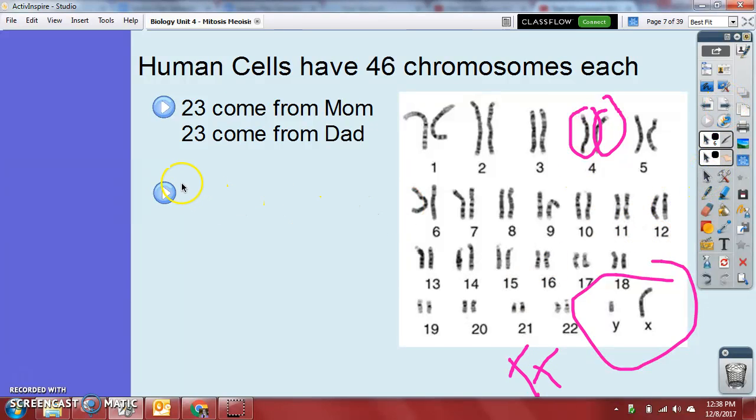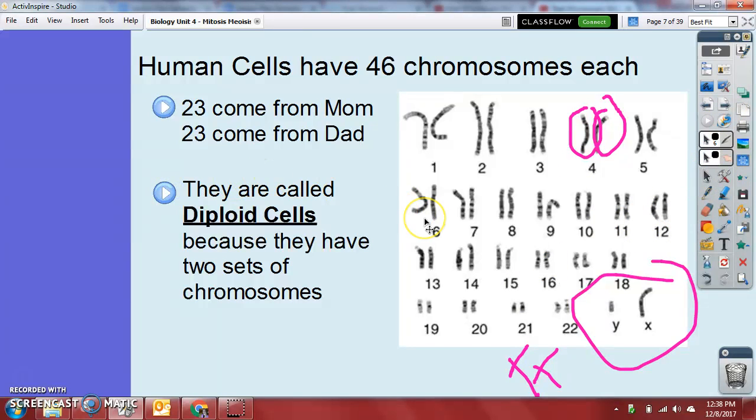All right. So the cells are called diploid cells. Di means two, like I just think of it like dice, like a pair of dice. That's the only thing I can think of to help you remember it. So they're called diploid cells, all the cells in your body for the most part, because they have two sets of chromosomes.